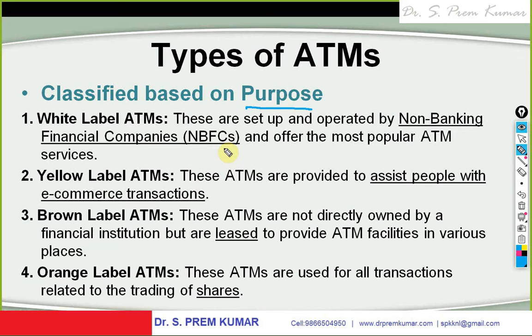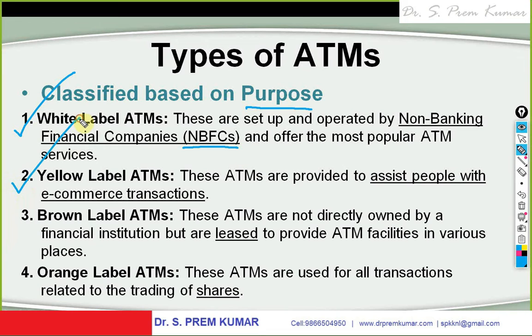Other than nationalized banks, there will be some private organizations, financial companies. The financial companies make use of some ATMs. They will install ATMs and they are called white labeled ATM machines, not banks. Non-banking financial companies deploy their ATM machines, which are called NBFC ATM machines. Those ATM machines are called white labeled ATM machines. They are official, and they can be used by the public.